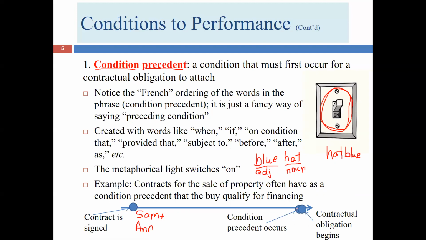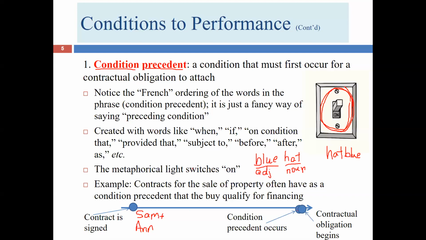If the condition precedent occurs, she is able to secure financing. At that moment, that's the beginning of her obligation to Sam to go ahead and purchase the house. That's when the light switch turns on. This example that I've given is a pretty common one when individuals are buying houses. If they haven't already been pre-approved for financing, many times they want to have this condition in the contract because what if they can't secure financing? They're not going to be able to buy the house.